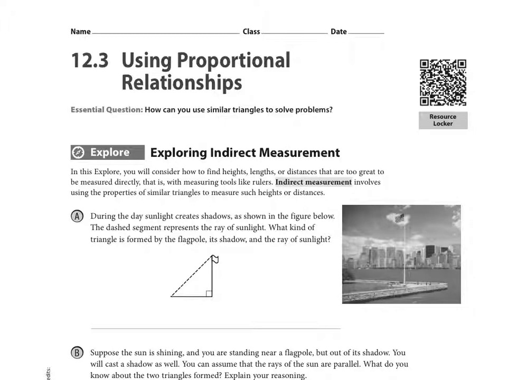Okay, so in part A, we are thinking about a scenario like we see in the picture over here, where we have a flagpole, and if we want to know how tall the flagpole is, but obviously it's hard to climb to the top of the flagpole and measure that, what we can do is use similar triangles to get there. So let's do the walkthrough here for this explore. It says, during the day, sunlight creates shadows as shown in the figure below. The dashed segment represents the ray of sunlight. What kind of triangle is formed by the flagpole, its shadow, and the ray of sunlight? And I hope you guys can see, assuming that this flagpole has been put into the ground correctly, that is a right triangle.